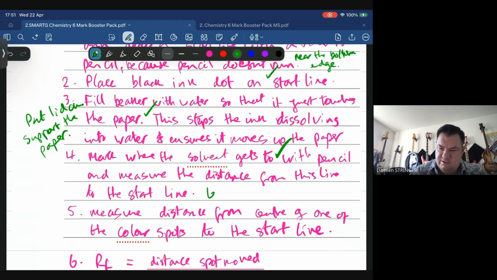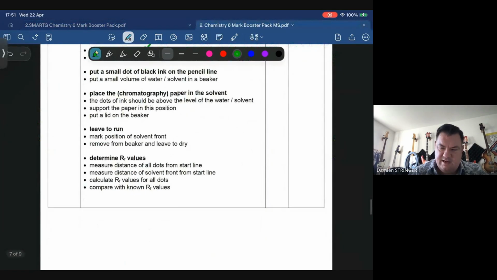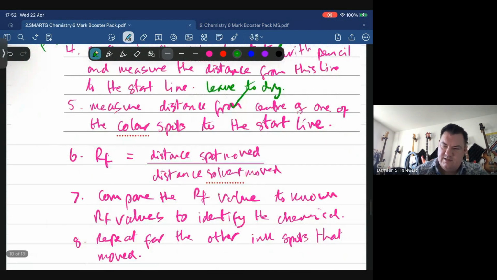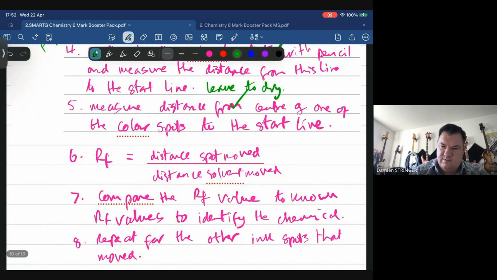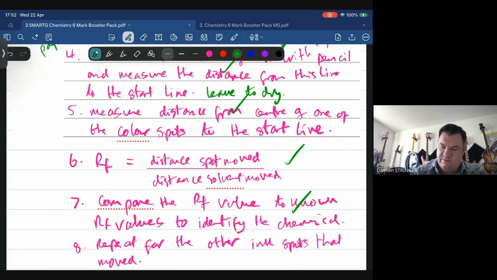We didn't say that, did we? So leave to dry. You can do these wet, so I don't see why that matters. Determine the RF values. Measure the distance, calculate it, compare. So we got all those things. Measure the solvent front there. We did that. Compare it to known values.